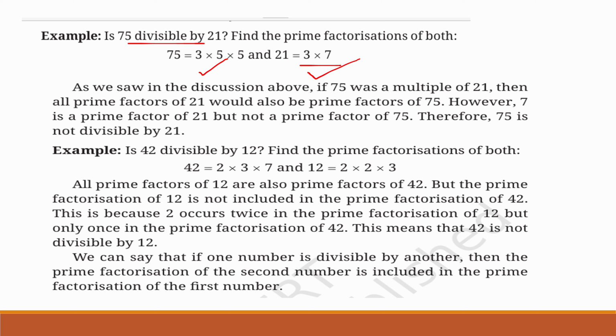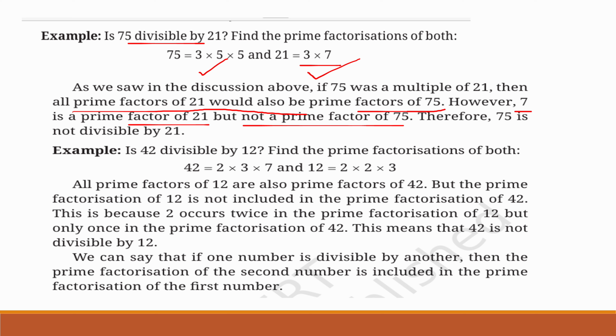As we saw in the discussion above, if 75 was a multiple of 21, then all prime factors of 21 would also be prime factors of 75. However, 7 is a prime factor of 21 but not a prime factor of 75. Therefore, 75 is not divisible by 21.